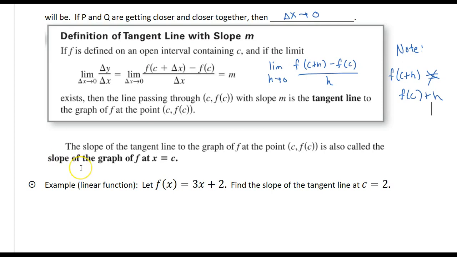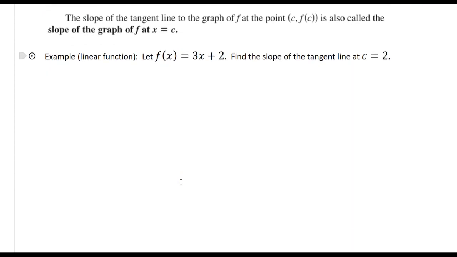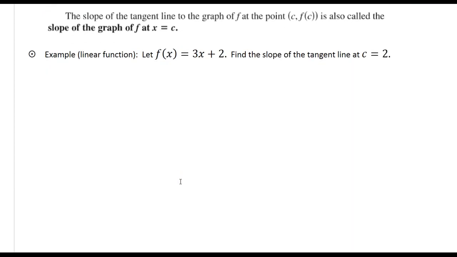So if anybody ever asks you to find the slope of the graph at a given point, all you have to do is find the slope of the tangent line. So let's look at a really, really simple example of how you would do this. Now, this is a linear function, f of x equals 3x plus 2, so hopefully you can look at this and tell that the slope is 3. We're just going to use it to illustrate the method for doing this. So, we're looking for the slope of the tangent line at c equals 2.